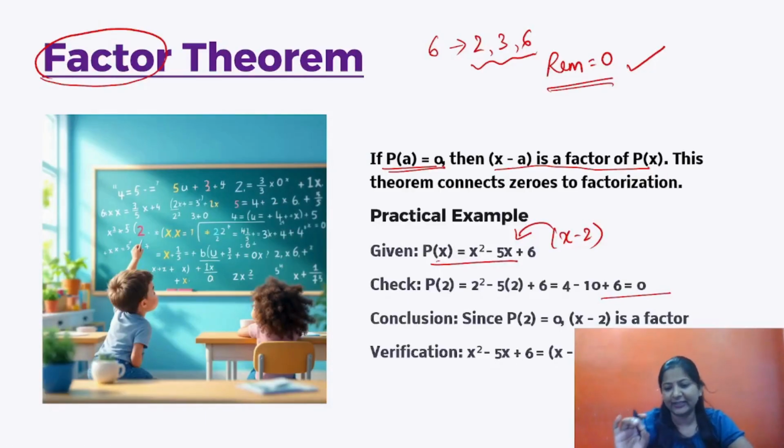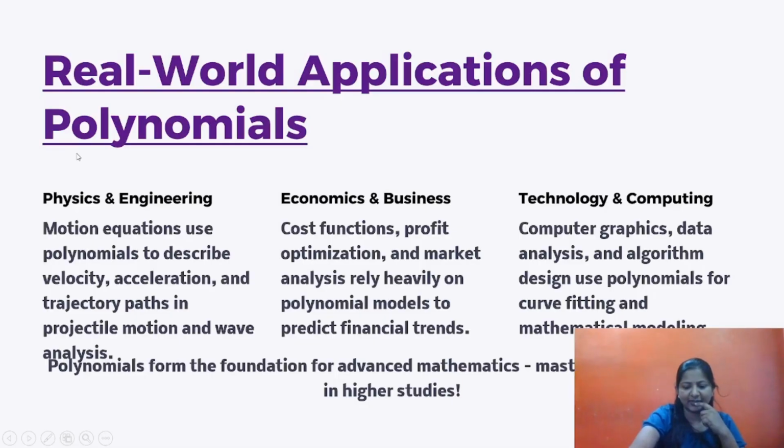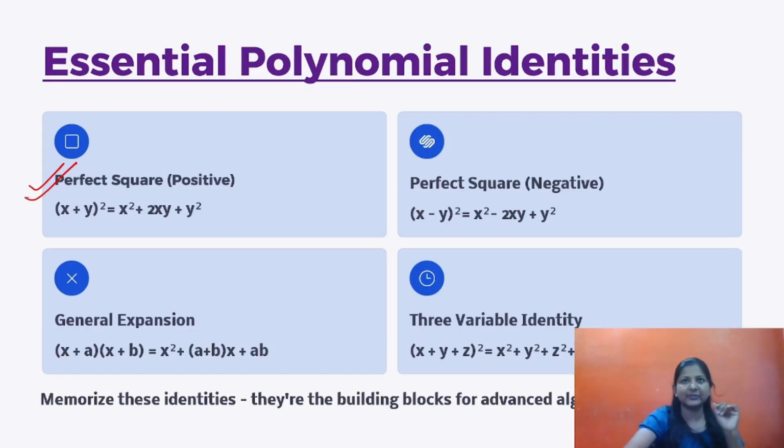This is what the factor theorem is. Now let's come to the next topic, that is essential polynomial identities. What are identities? I got a few questions, some students asked about this, so let me discuss those things. Why are these equations known as identities? Because it is a general formula, it is true for any value.